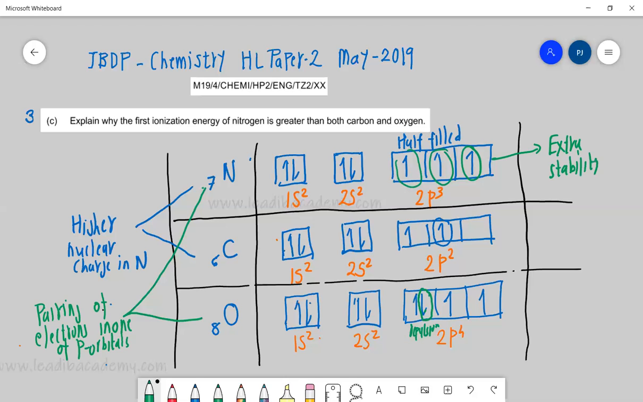Half filled and completely filled orbitals always get extra stability. So this is the very important aspect. Nitrogen and carbon is quite straightforward, but in case of nitrogen and oxygen, you need to be very clear that the half filled one gives extra stability. In case of oxygen, one of the orbitals is paired, so there is going to be a repulsion, and so it would be easier as compared to nitrogen. Simple. Stick to your basic fundamentals, and we have covered all these deeper concepts in detail in our courses.